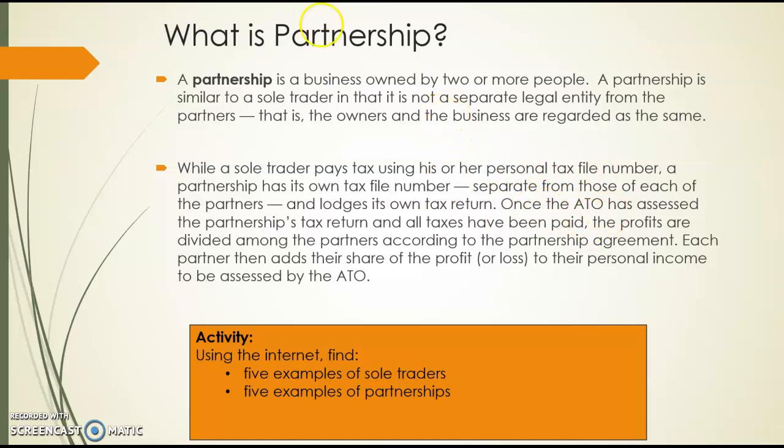Okay, but in a partnership, you will have to have a tax file number in the name of the partnership, separate from those of each of the partners, and it lodges its own tax return. Okay, so partnership lodges its own tax return. Once you lodge the tax return with the ATO, the profits are then divided among the partners. So it could be per the partnership agreement, could be 50-50 partners, or 60-40 partners, 75-25 partners, depending upon what their agreement was.